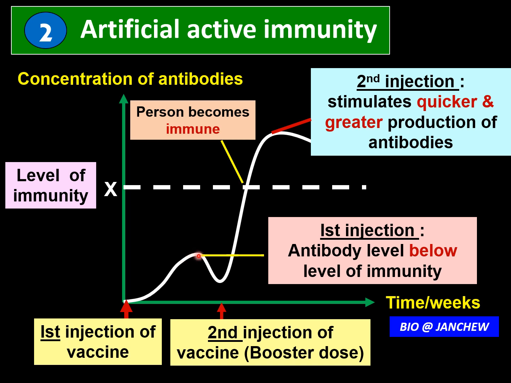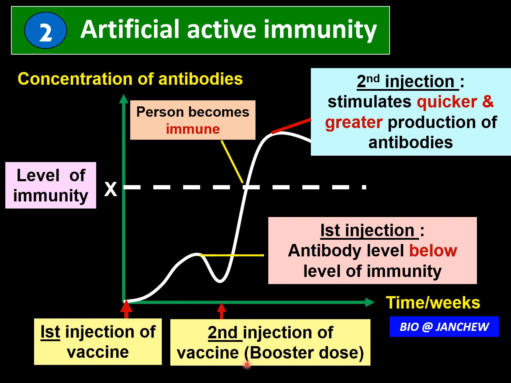However, if the stimulation is not enough, after a while, the production of antibodies will stop and then the level of antibodies will drop down again. So maybe after the first injection, the antibody level is still below the level of immunity. All right, this level of immunity is the level or concentration of antibodies that is needed for the person to become immune or resistant to the disease. So therefore, the person is still not immune to the disease at this point here.